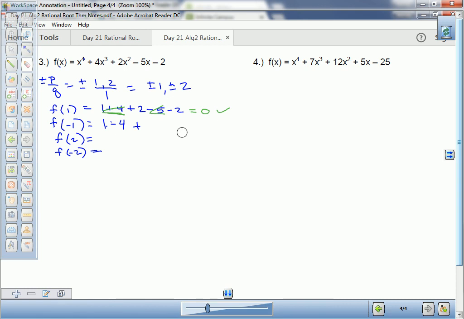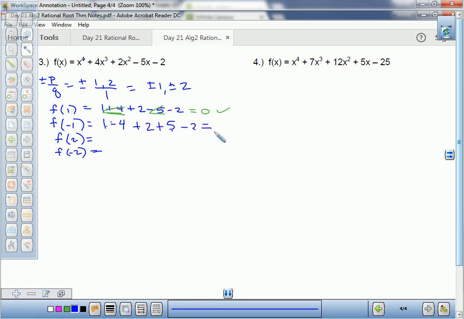Oh, no, I just totally left 1 out. That's 2 plus 5 minus 2. There we go. I needed 5 of them. So negative 3 plus 2 is negative 1, plus 5 is positive 4, minus 2 is 2. That one does not work.